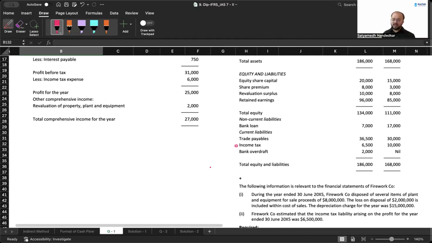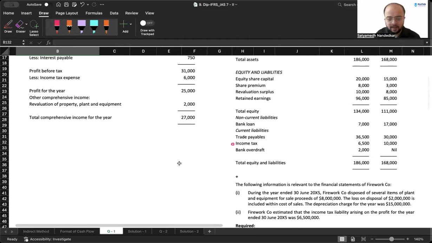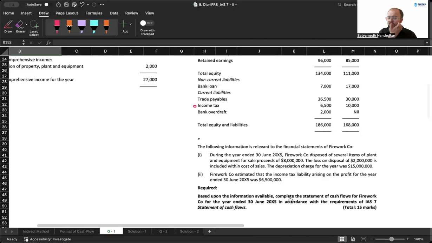I would prefer starting in the order of adjustments, as in making sure that everything relating to adjustments I have written in one place, I have tackled all the effects, and then I move to the actual individual balance sheet and P&L. Now they are saying that during the year ended 30th June 2005, Firework Company disposed of several items of plant and equipment for sale proceeds of 80.